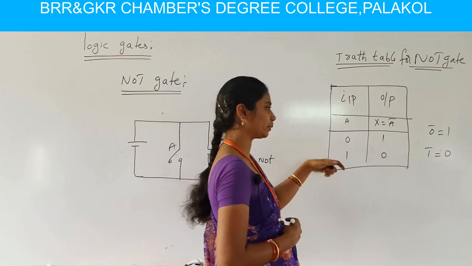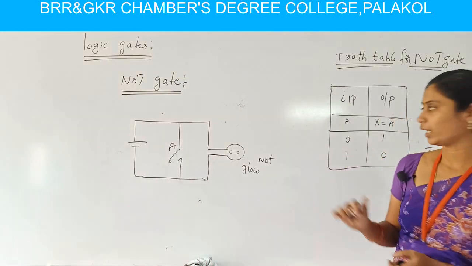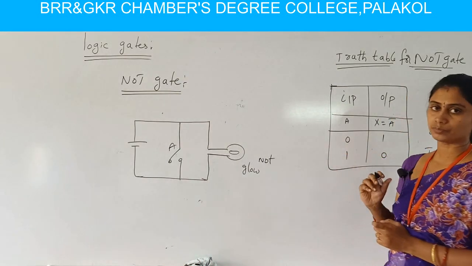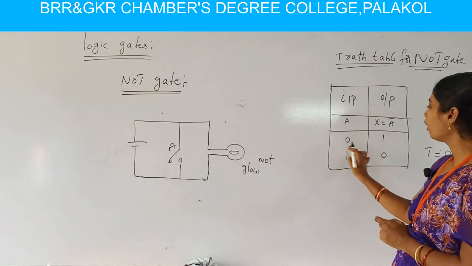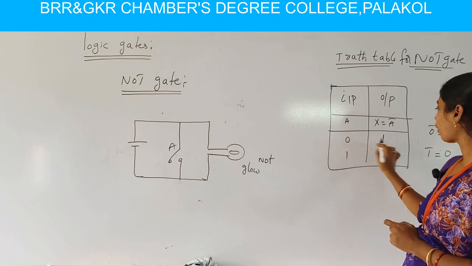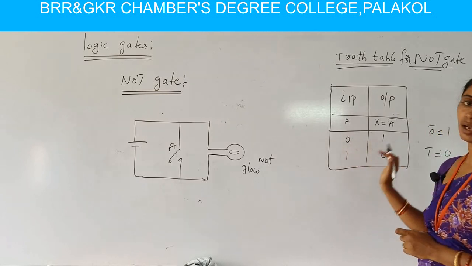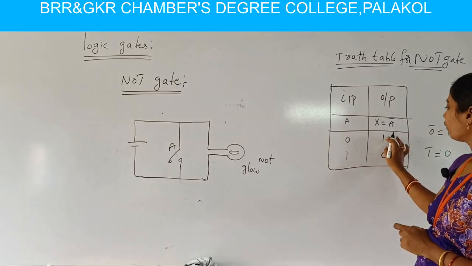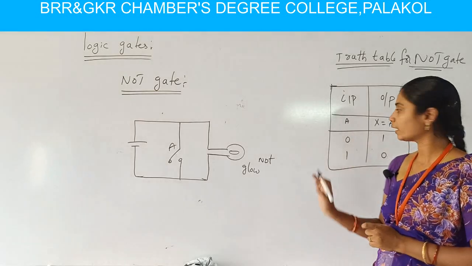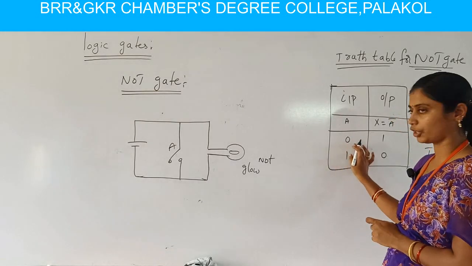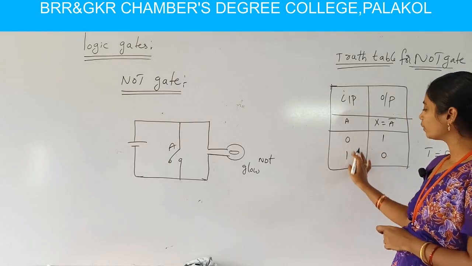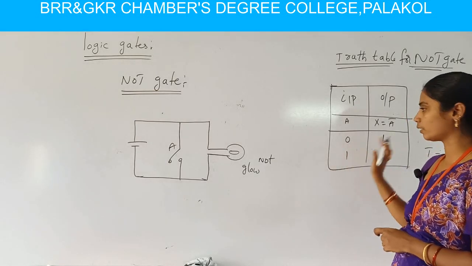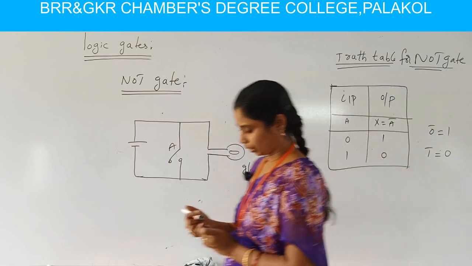In experiments, when we give one value from the binary numbers, say 0, which is a low logic state, we get the output as 1, a high logic level, and the bulb glows. When we give the input as 1, the high logic level, the bulb does not glow. This is about the NOT gate.